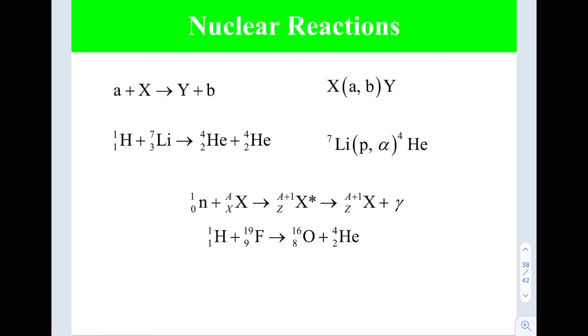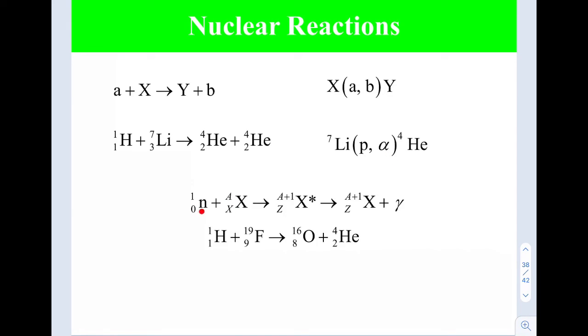For example, lithium is bombarded with a proton, producing 2 heliums. In terms of a decay equation in a simple manner, we can put it like this: lithium is bombarded with the proton, producing helium plus an alpha particle.